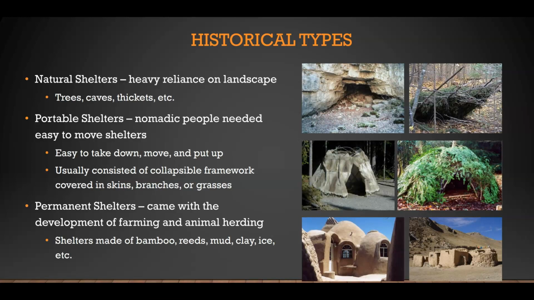Historical influences on housing, though, go back a very long time. As you can see, we have natural shelters, which rely heavily on the landscape, such as trees, caves, and thickets. Portable shelters belonged to nomadic people, which means these people needed to be able to get up and move their shelters to various places. They needed to be easy to take down, move, and put up, and usually consisted of a collapsible framework covered in skins, branches, or grasses.